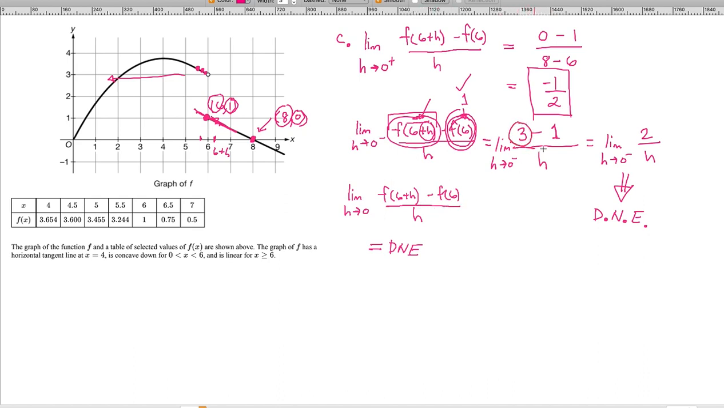And since this top part is not tending towards 0, it's tending towards 2, I have that the bottom part is tending towards 0. So this limit, again, does not exist. The left-hand limit does not equal the right-hand limit. The limit as a whole does not exist for the third part. The first part, we should see that the top is tending towards 0 and the bottom part is tending towards 0. And it is going to be just the slope of this tangent line.